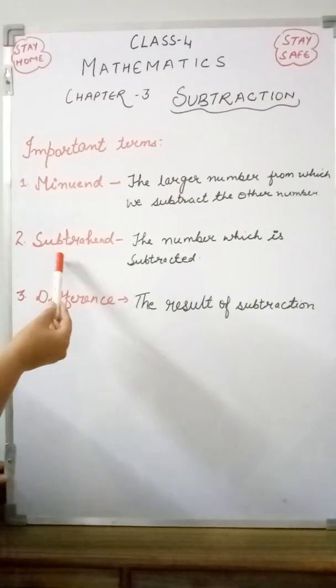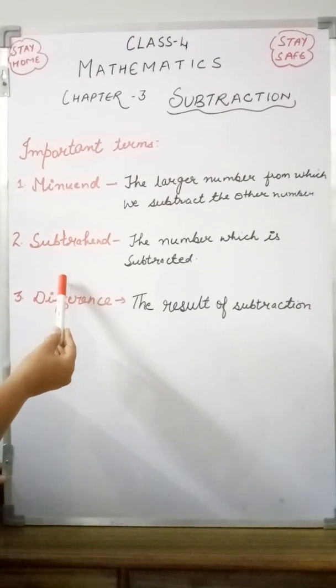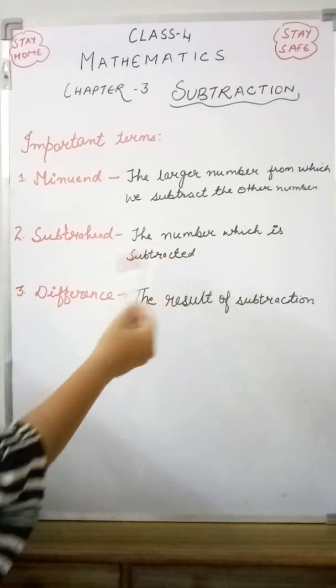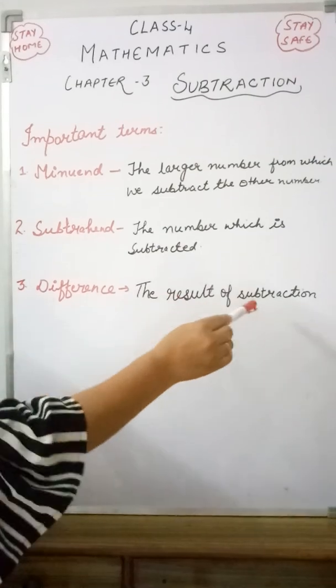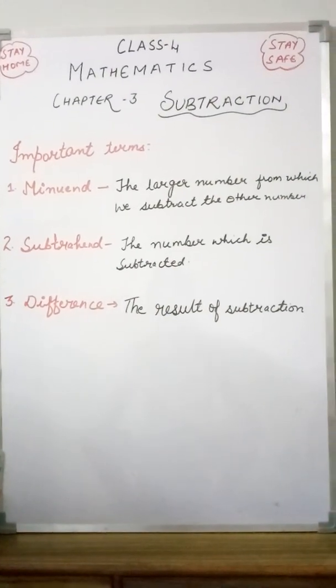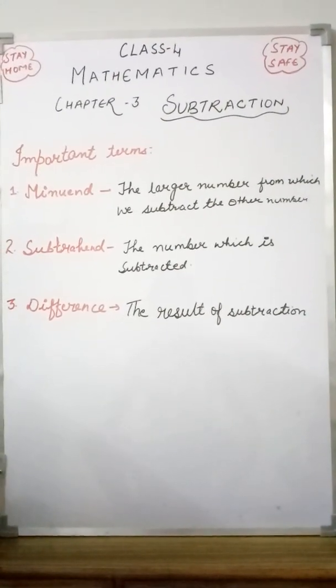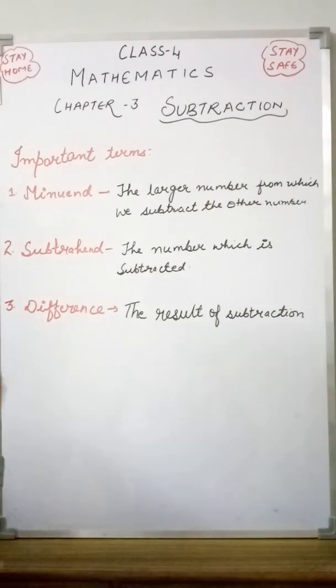The second term is subtrahend, the number which is subtracted. And the third one is difference. The result of subtraction is called the difference. Let me clear you with this example.